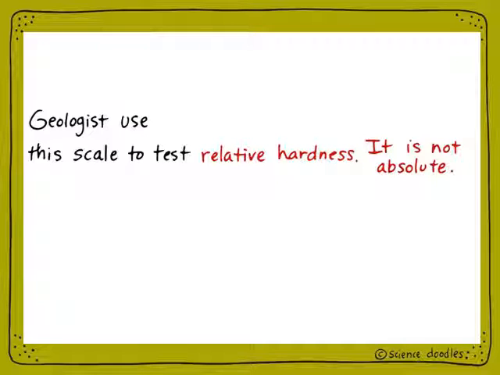So geologists use the scale to test the relative hardness, and it is not absolute, which means it is not always a perfect indicator of what mineral you have. So if you're going to test minerals to find out what mineral you have, if you're not sure of what mineral it is, this is not the only test you should ever use. You should always do multiple tests to make sure that you're choosing the right mineral.